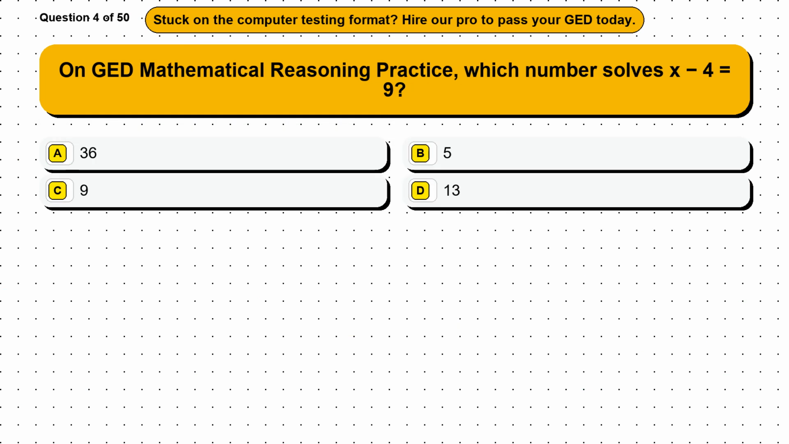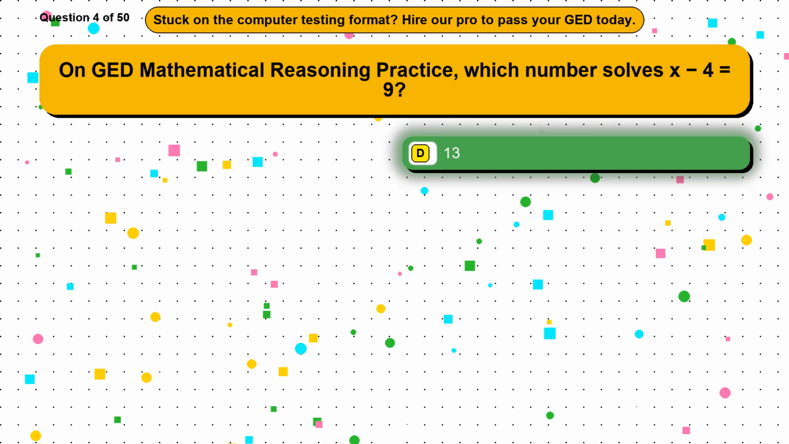Question 4. On GED Mathematical Reasoning Practice, which number solves x - 4 equals 9? Option A 36. Option B 5. Option C 9. Option D 13. The correct answer is option D.